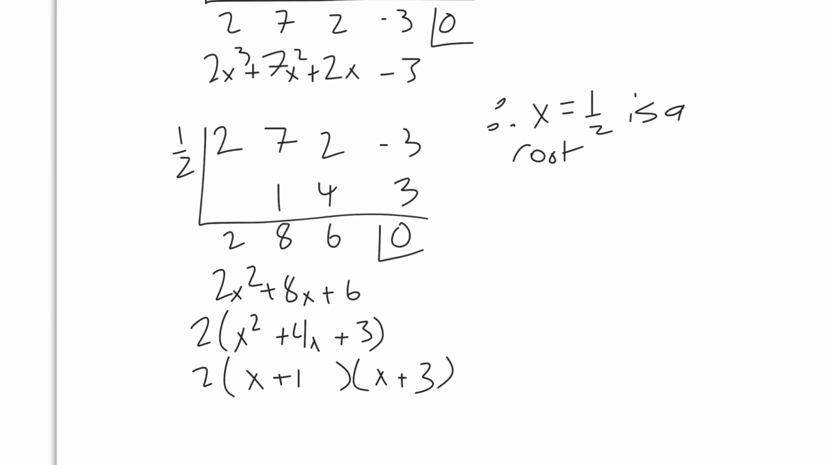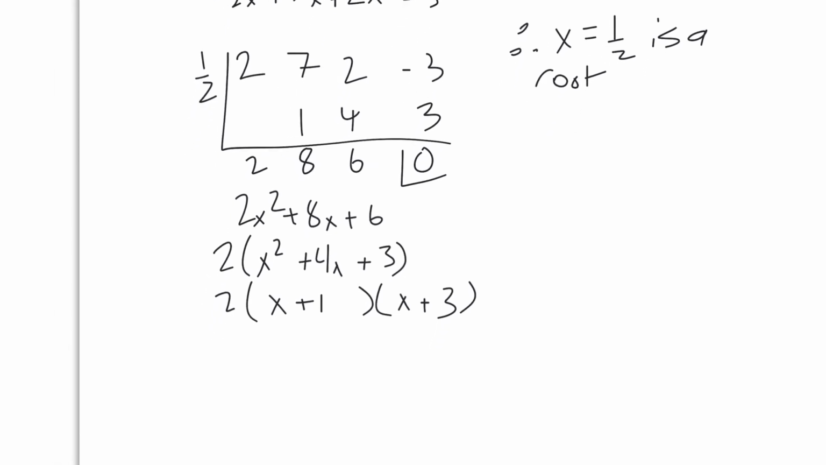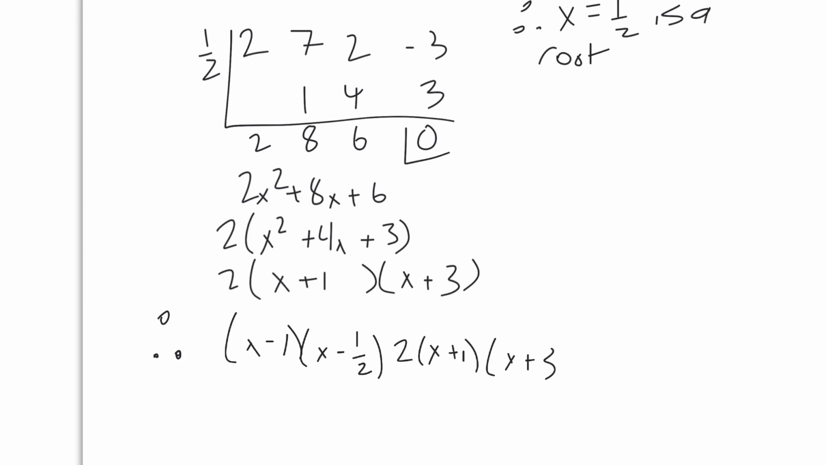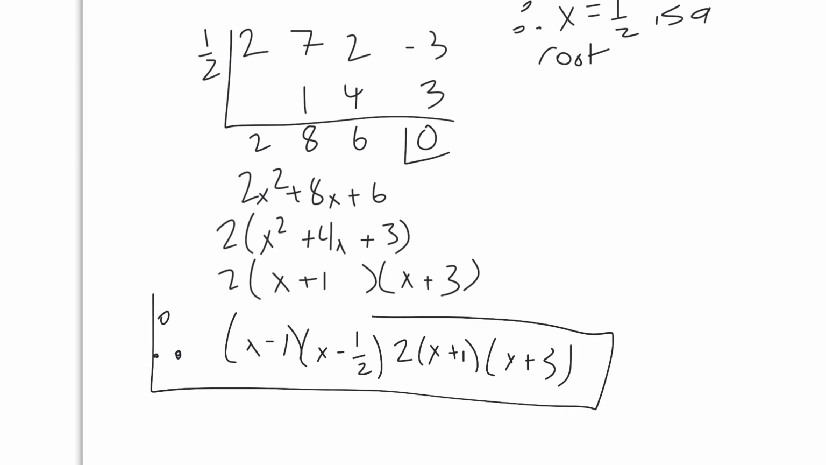All right, and to get our final factored version, we need to add in those two roots that we had. So therefore, we'd have x minus 1, x minus 1/2, and then 2x plus 1, x plus 3. There's our fully factored polynomial.